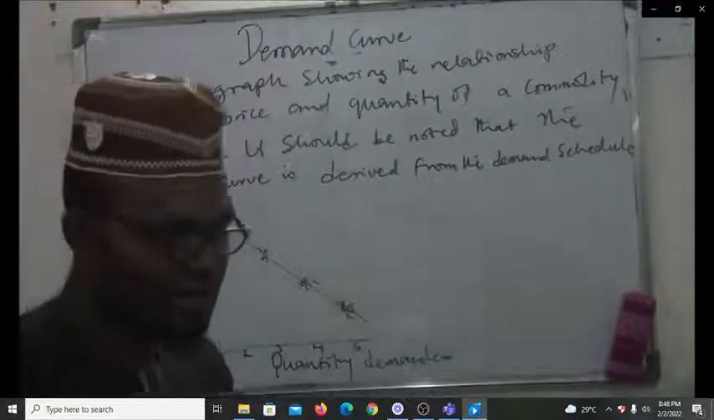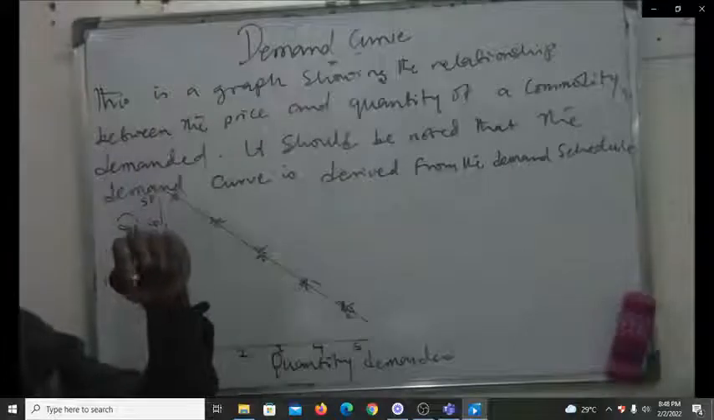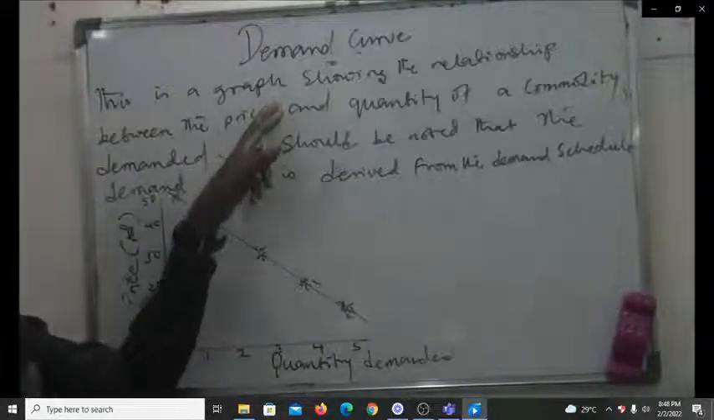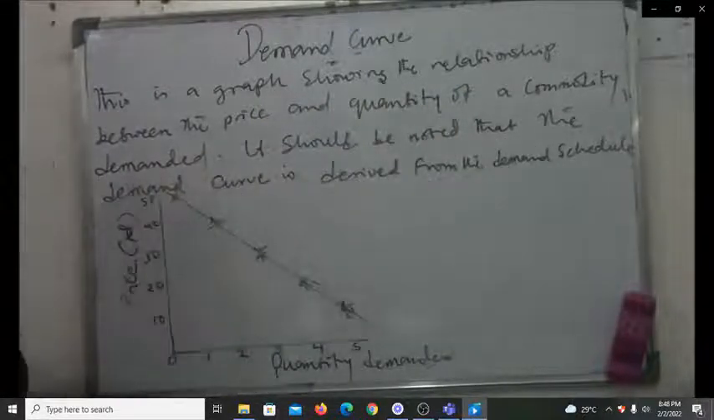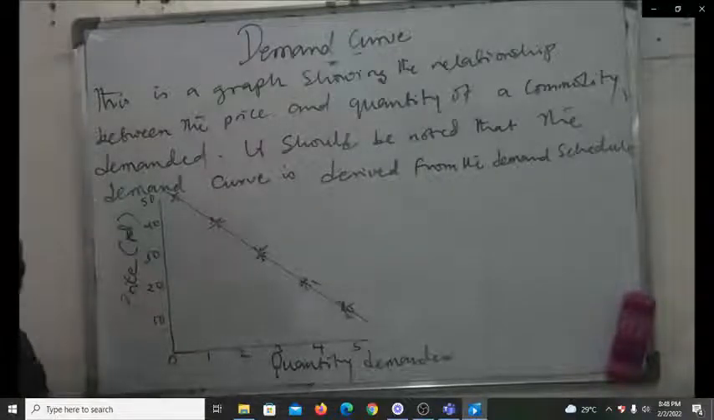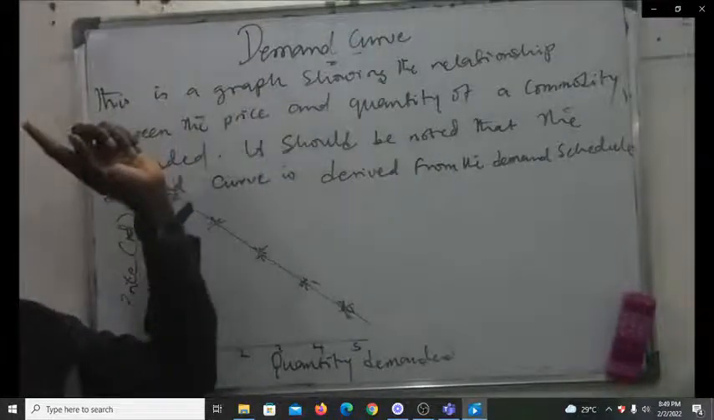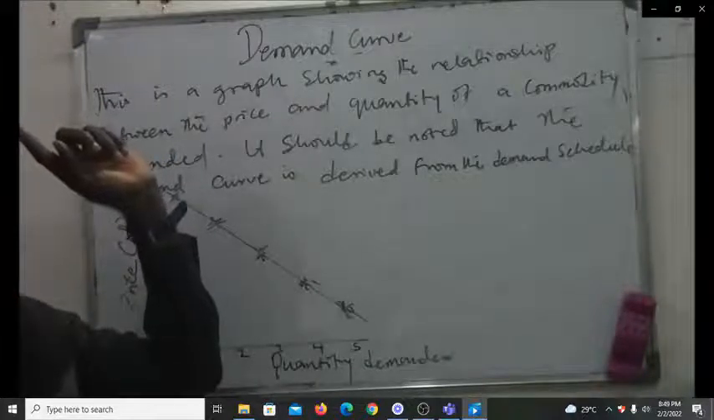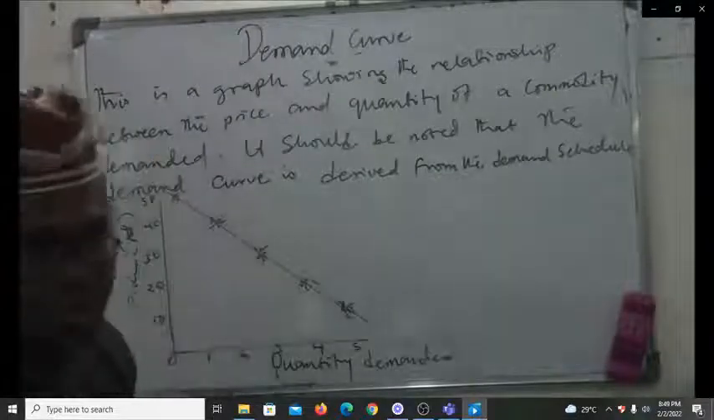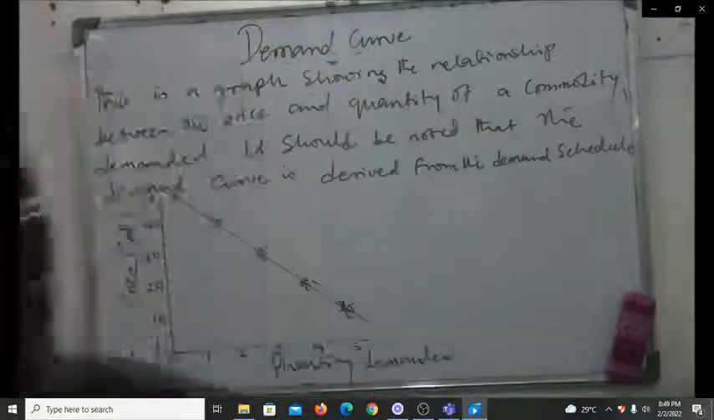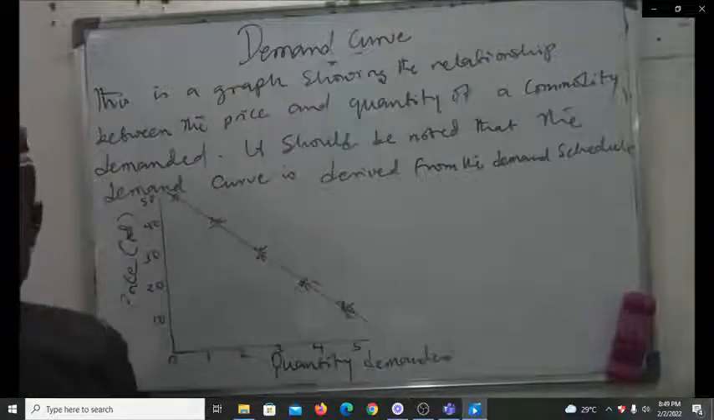Now, demand curve is the word graph. The other one is the word table. But this one is a word graph, also showing the same thing, showing the relationship between the price and the quantity demanded of a commodity. Is that clear? So two of them are showing the relationship between price and quantity. Only that this one is a graph, whereas demand schedule is a table. Demand curve is a graph. That's the difference between the two of them.